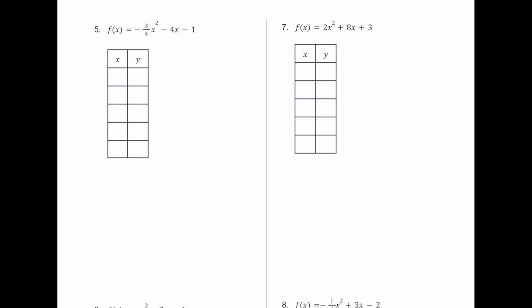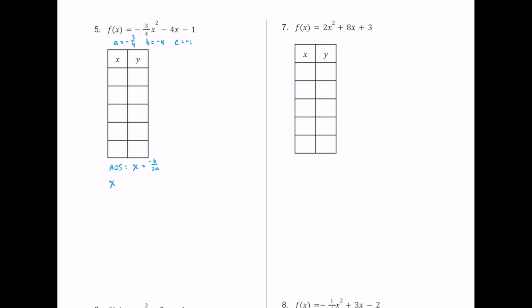So for number 5, we have this f of x equals negative 3/4 x squared minus 4x minus 1. So we know a here is going to be negative 3/4 right off the bat. B is going to be negative 4, and then C is going to equal negative 1, or our y-intercept. Okay, let's start with our AOS. Our AOS is going to be equal to x equals negative b over 2 times whatever a is.